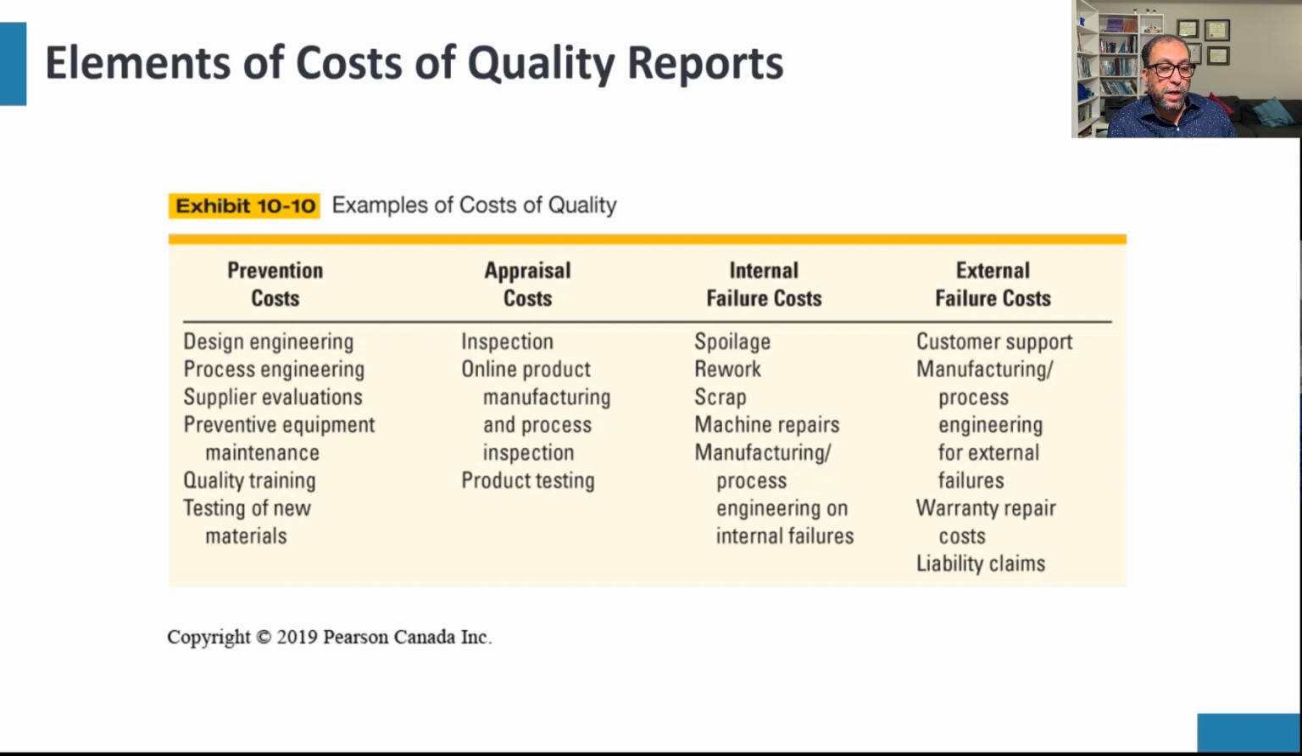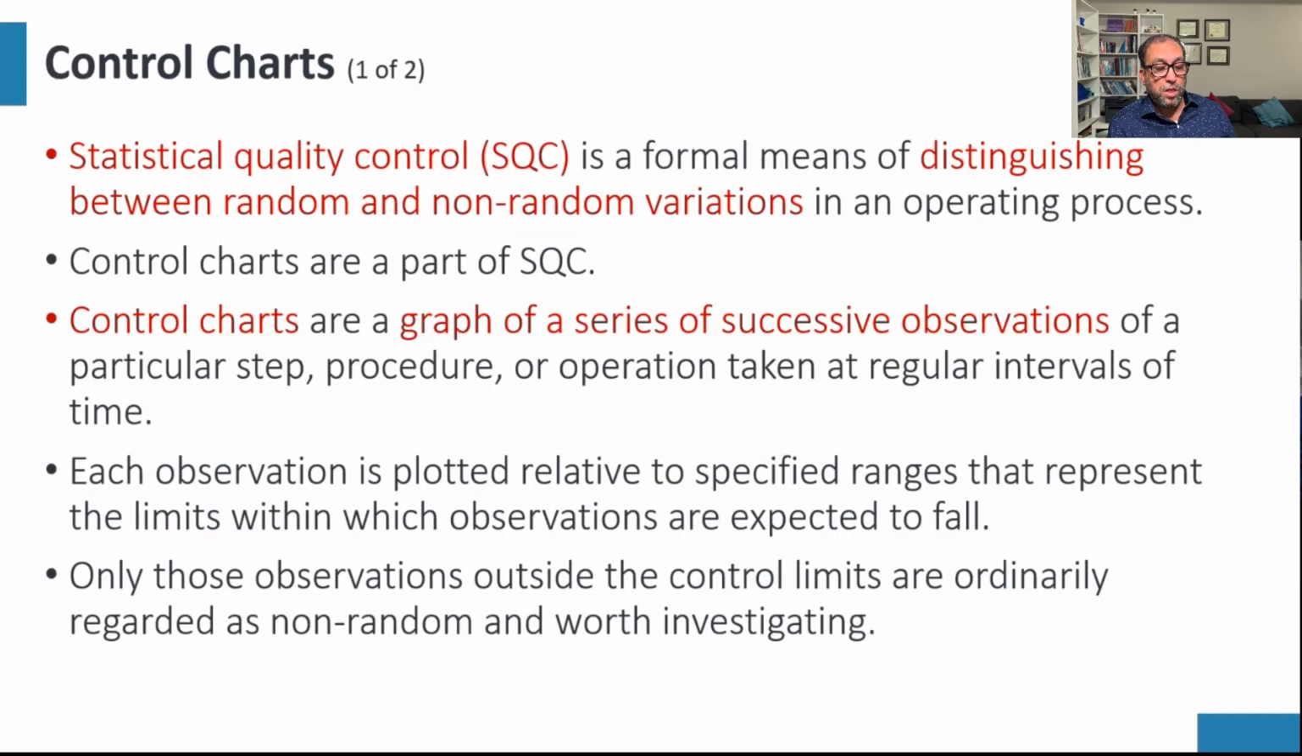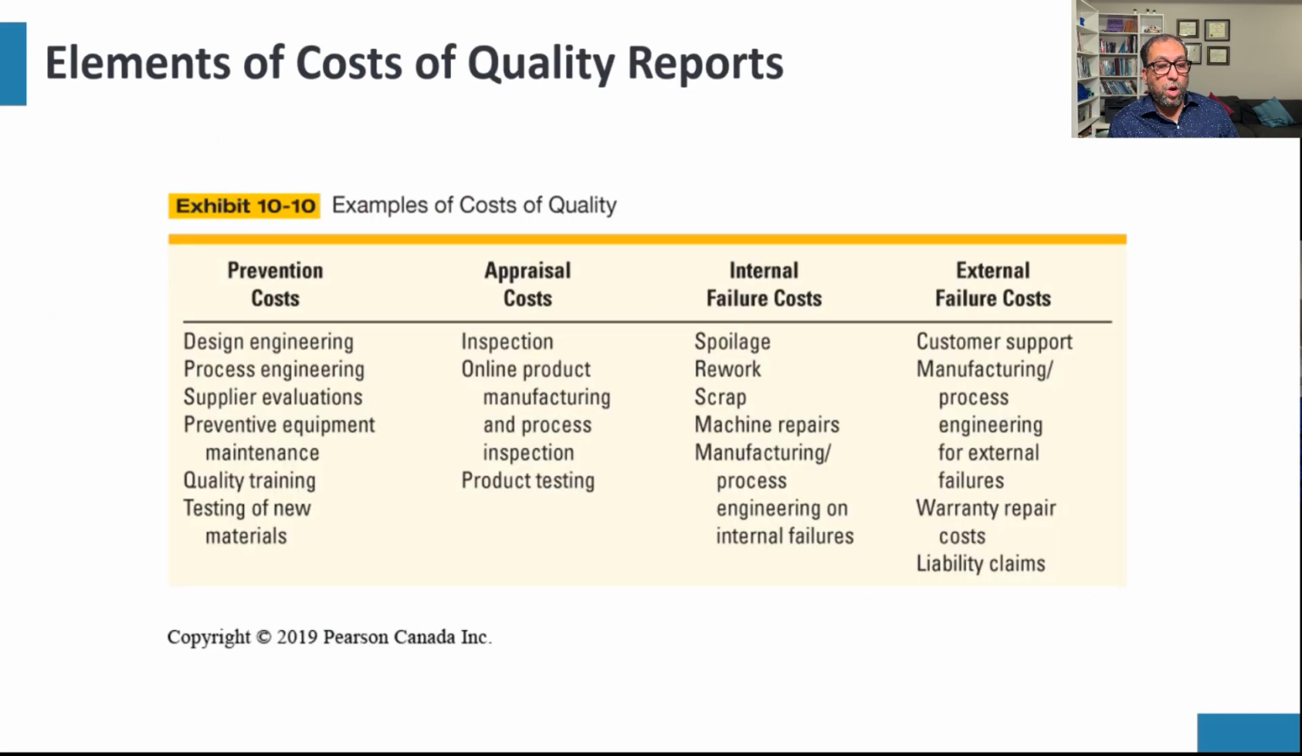Prevention costs include design engineering, process engineering, supplier evaluation, preventive equipment maintenance, quality training, and testing of new materials. So these are the preventive costs. What are the appraisal costs? Inspection, online product manufacturing and process inspection, and product testing. Then internal failure costs: spoilage, rework, scrap, machine repair, and manufacturing process engineering on internal failure. And external failure costs: customer support, manufacturing process engineering for external failures, warranty repairs, and liability claims. So these are the costs attached with the quality.